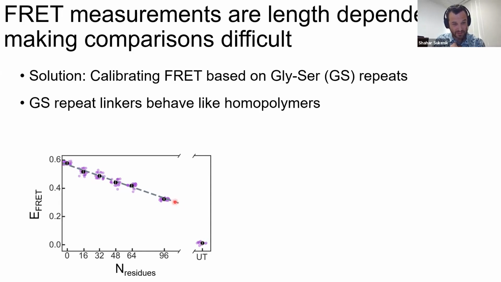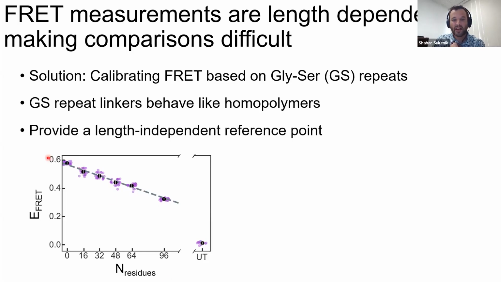For the aficionados of polymer physics, this is not what's expected from just a plain homopolymer, but remember that this is not a plain homopolymer. Remember, we have our two fluorescent proteins on either side, and because of that, we get this linear behavior. What this linear behavior lets us do is interpolate what the FRET efficiency of a GS linker would be for a sequence of any given length. And so we can now essentially predict what the FRET efficiency of a GS linker would be for any length here and use that as a comparison.